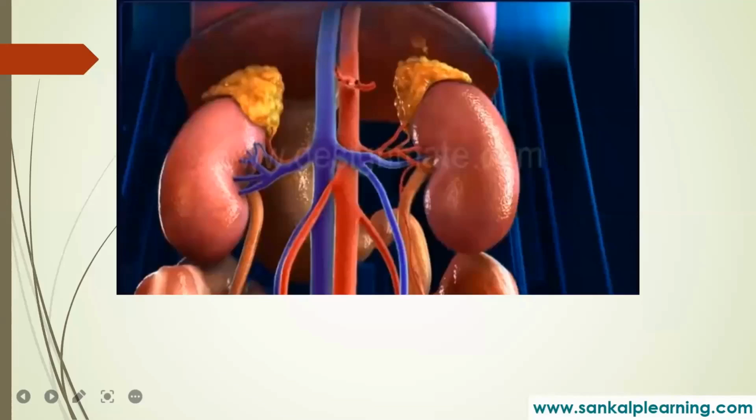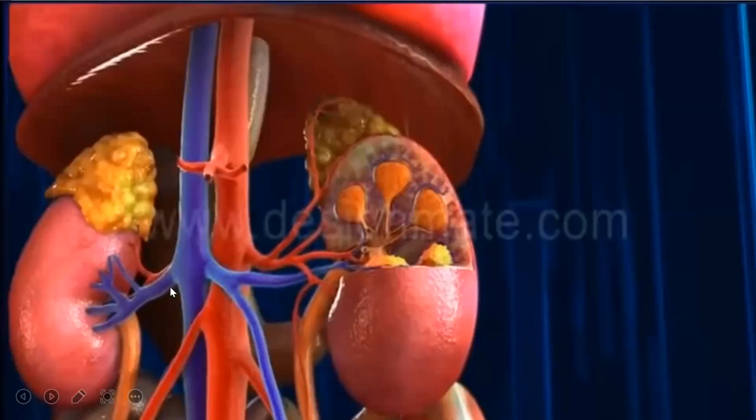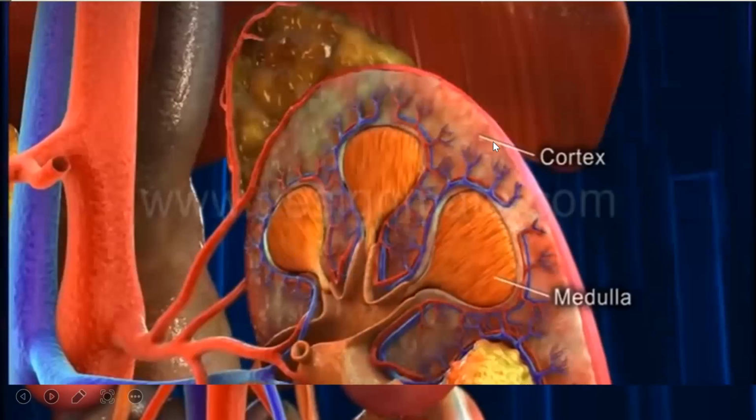Next one. So this is the diagram of a kidney. This is the inside view of the kidney, so let us study the inner view. See, this is the cortex. The outer region is called the cortex, and the inner region is called the medulla. Cortex and medulla.